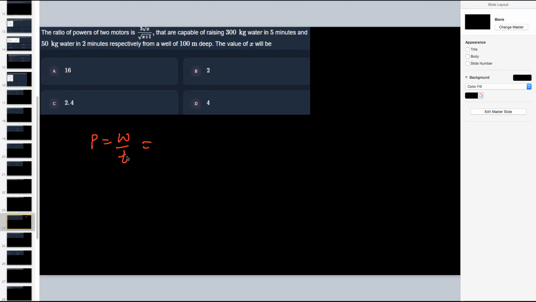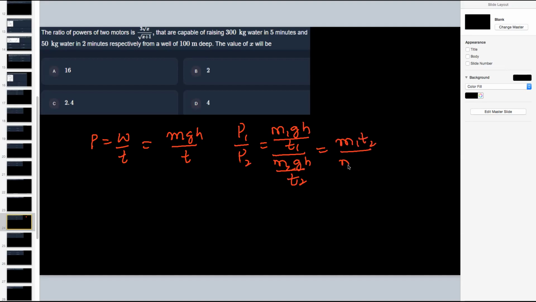In the first case, see here, it is used to lift water to some height. That is mgh by t. This is the general formula we take. Now, power of the first motor by power of the second motor is m1 g h, h is same, by t1, divided by m2 g h, here also h is same, by t2. So can I take this as m1 t2 divided by m2 t1? Now, what is given in your problem? This is the ratio of the powers, equal to 3 root x divided by root x plus 1. This is some printing mistake.